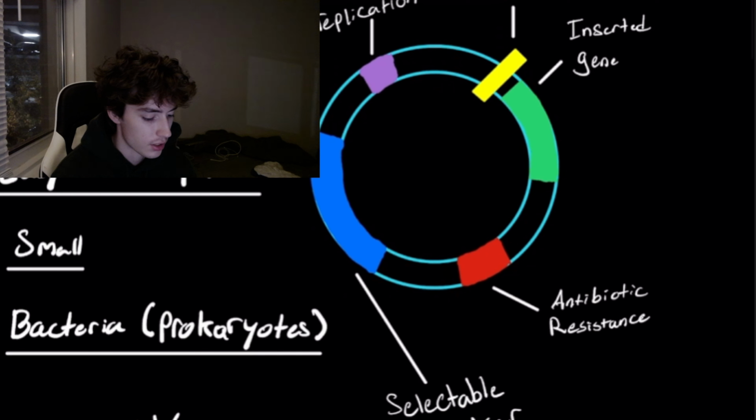A lot of plasmids actually contain antibiotic resistance genes. Usually this gene is for tetracycline, ampicillin, or kanamycin. These vary, but those are the main ones that you'll find.